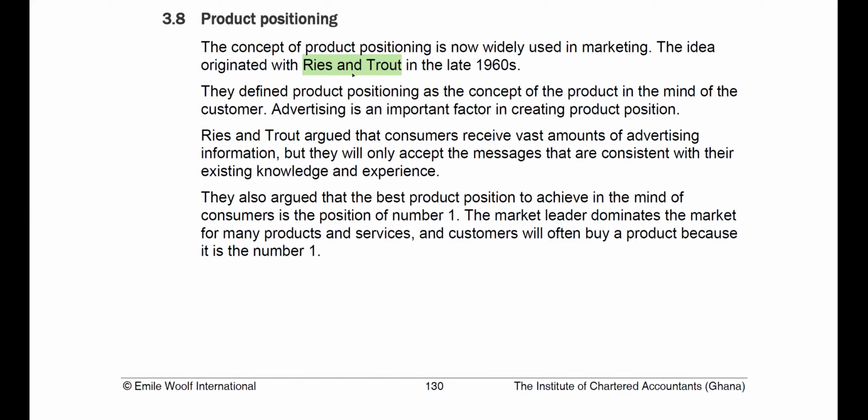So the concept of product positioning is now widely used in marketing. The idea originated with Ries and Trout in the late 1960s. They defined product positioning as the concept of the product in the mind of the customer. So advertising is an important factor in creating product position. Ries and Trout argued that customers receive vast amounts of advertising information, but they will only accept the messages that are consistent with their existing knowledge and experience.